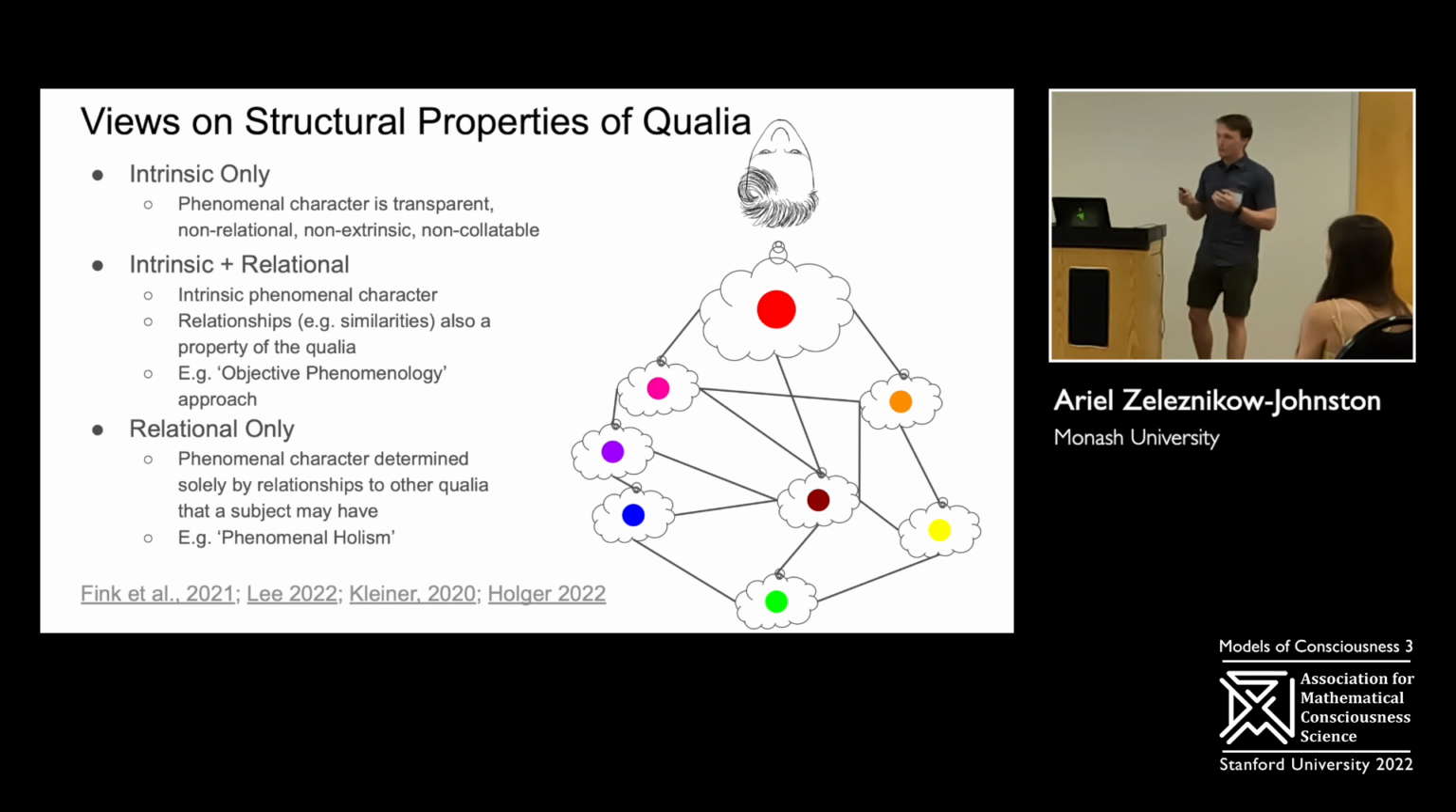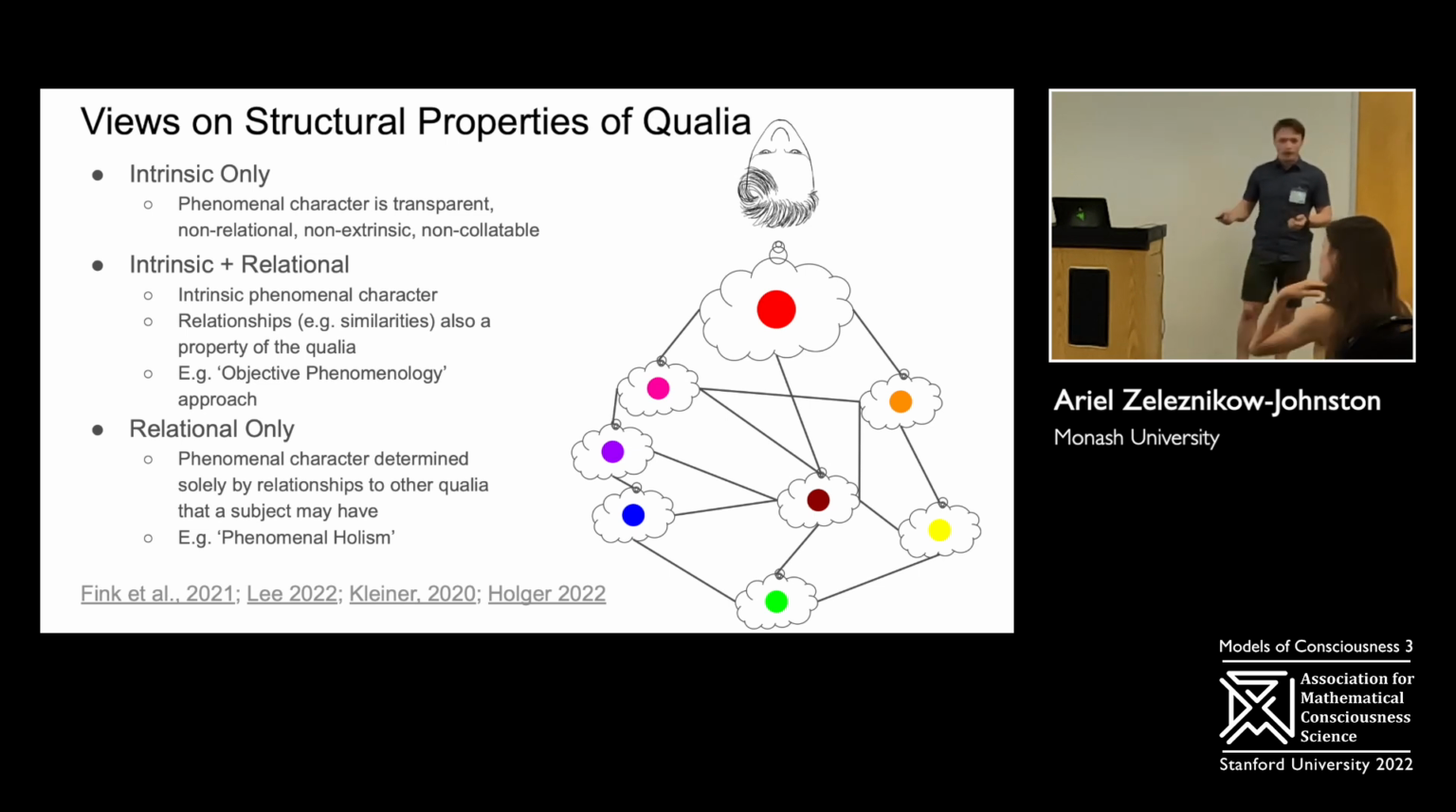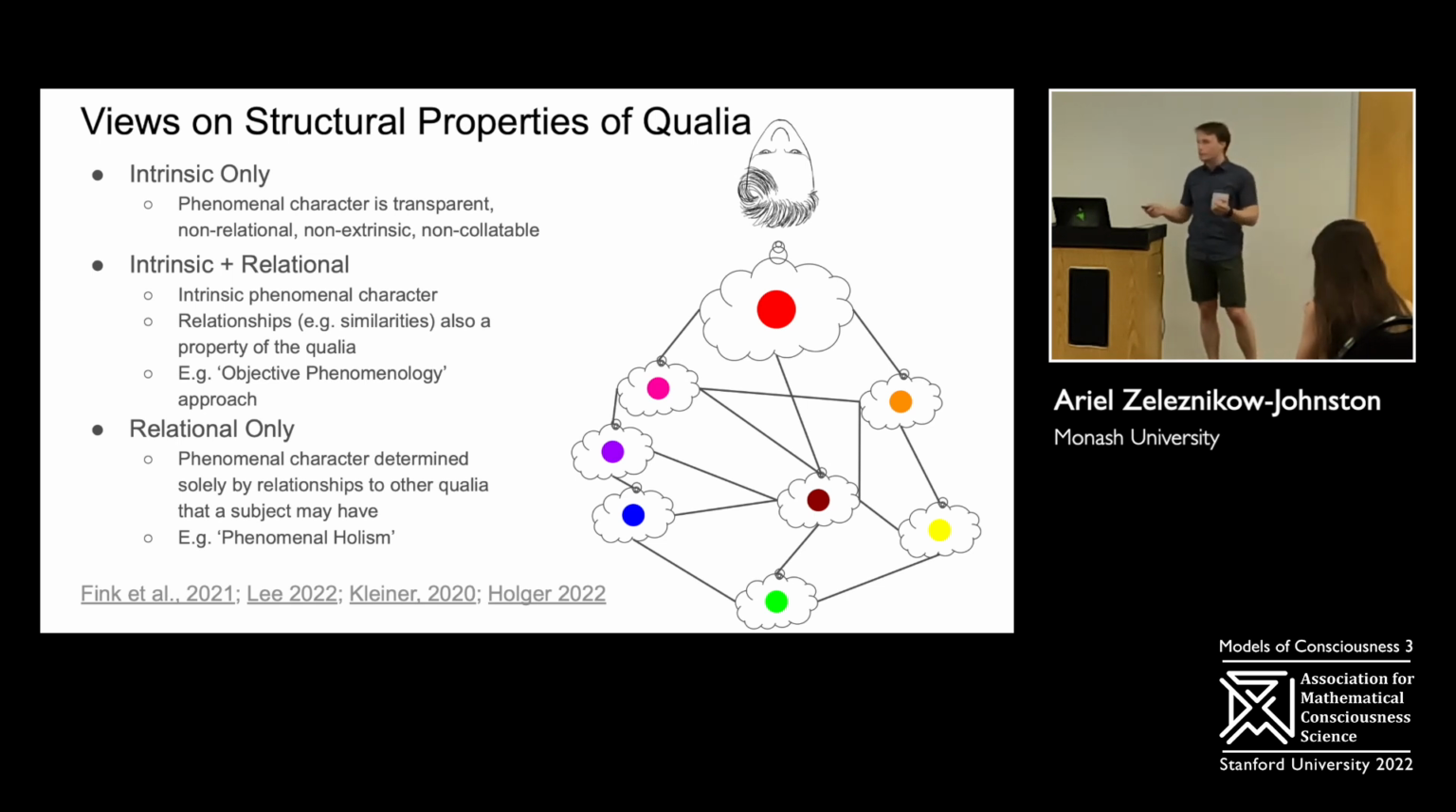So considering colors and the relationships between colors leads one to consider whether qualia have structural properties or relational properties or not. So one idea is that the structural properties or relational properties of qualia are totally irrelevant. So the phenomenal character, the redness of red, is fully transparent, it's non-relational, it's non-extrinsic, it has nothing to do with other experiences that one could be having. Other views, though, hold that there might be something intrinsic and relational. So the redness of red is somehow also dependent on its relationship to other colors. Or at least there's some level of structure that's present in a red experience as well.